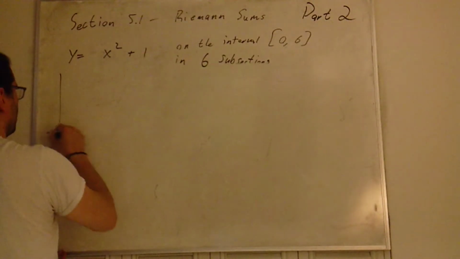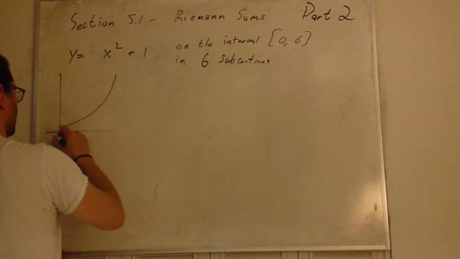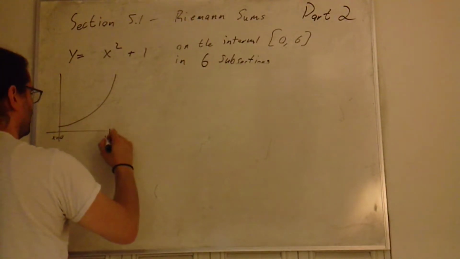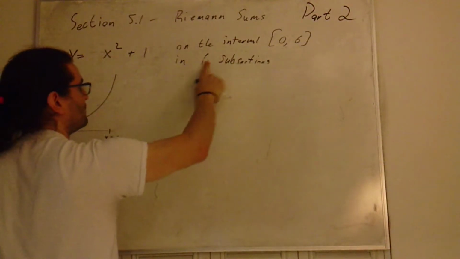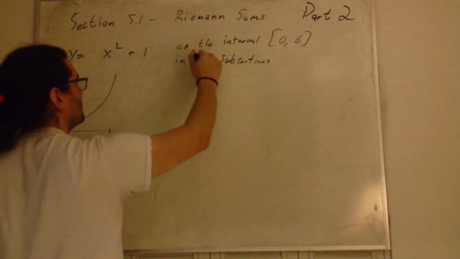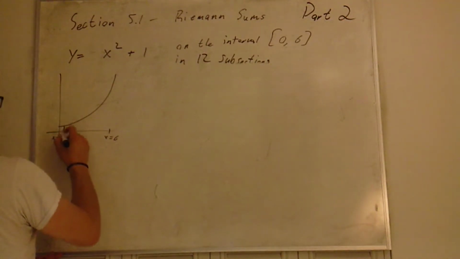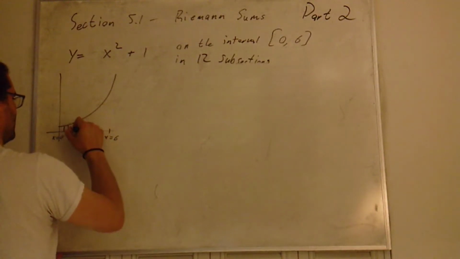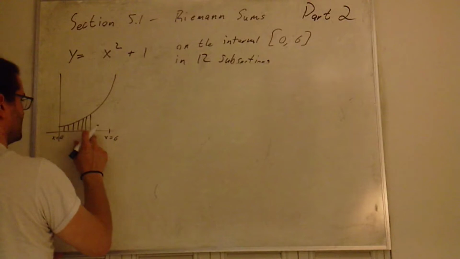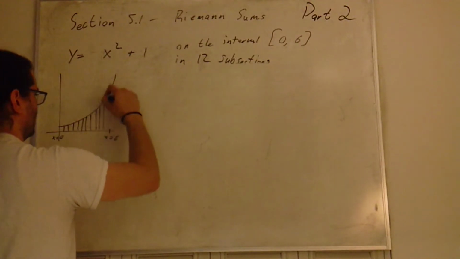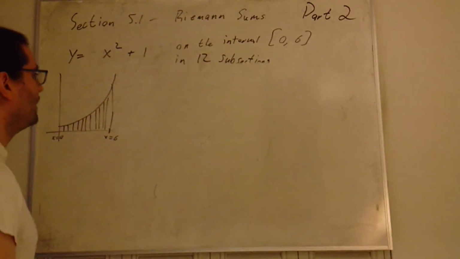I'm going to draw this graph a little smaller because I feel like I'm going to need more room. We all know what's happening. X equals 0 over here, x equals 6 is over here. In between, I'm going to use 12 rectangles now, which means that these subintervals are going to have width of 1/2. 1, 2, 3, 4, 5, 6, 7, 8, 9, 10, 11, 12. Okay, these are my rectangles.